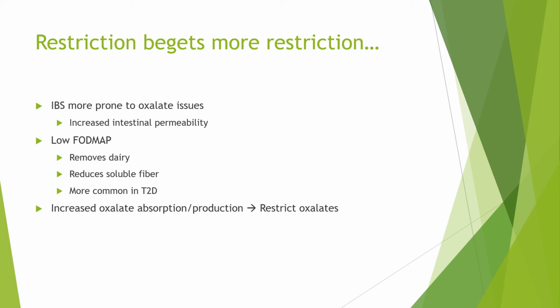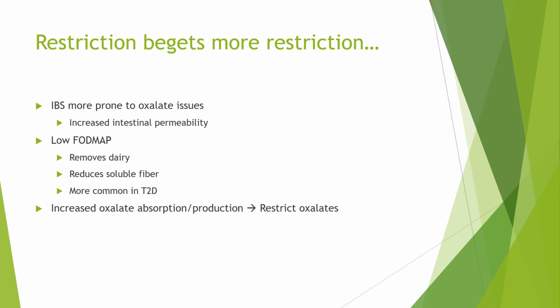So you have all of these things going on. You hit that low FODMAP diet, and particularly if you reduce your calcium. If you reduce your calcium, it's less likely to become a problem. So now you have increased oxalate absorption just from having IBS because you're more prone to intestinal permeability.